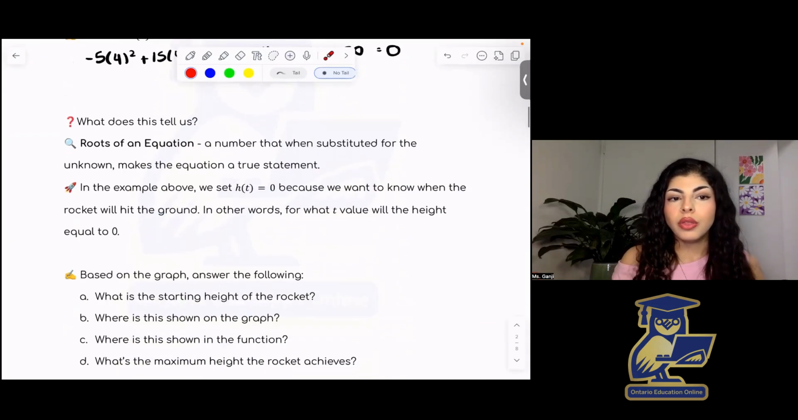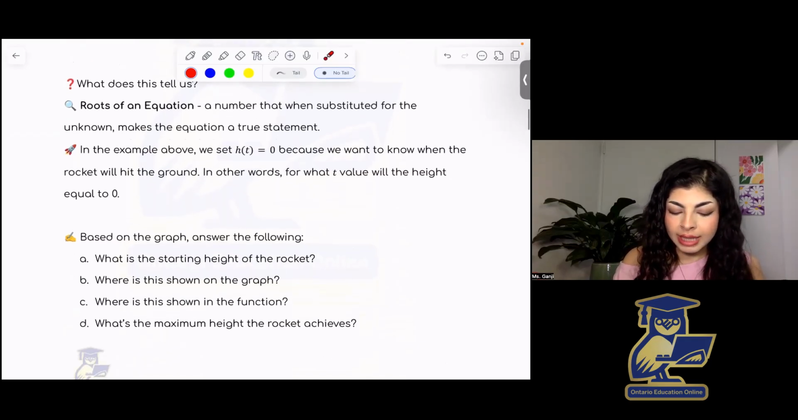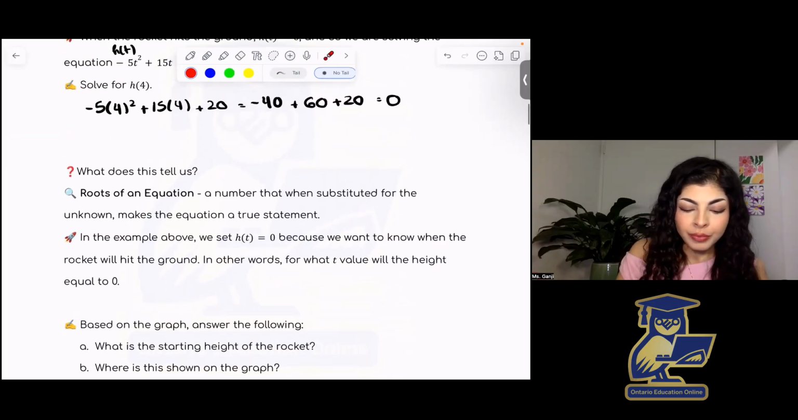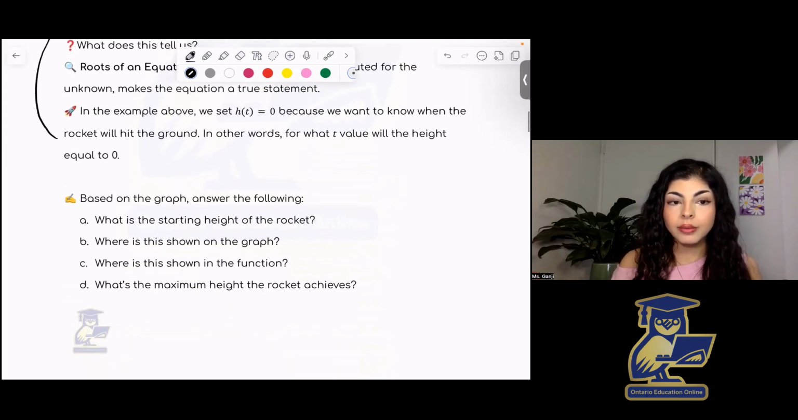This is also called the root of an equation. So the root is pretty much a number that when you substitute it in for your variable, it makes your equation a true statement. So in our example, when we had h of t is equal to 0, because we wanted to know when the rocket hits the ground, we wanted to find values of t that fit in our equation. So we saw that up here where when we substituted the value of 4, we actually got that same 0 that we were expecting. So based on the graph now, we're going to try to answer the following. So take some time to try to answer it on your own.